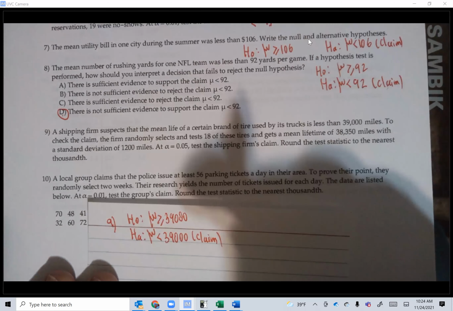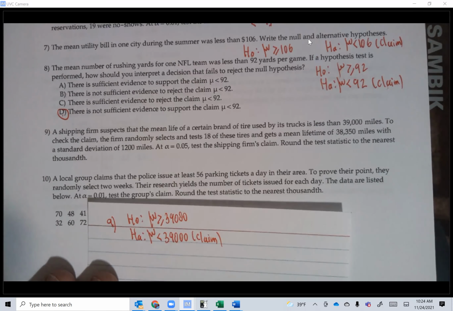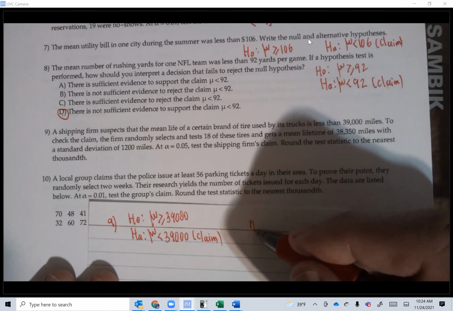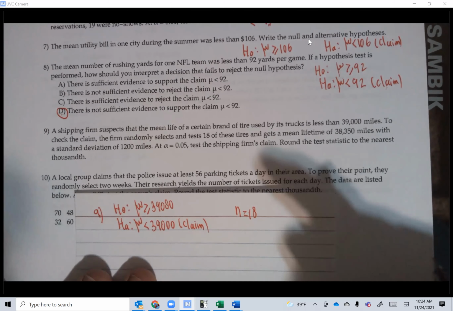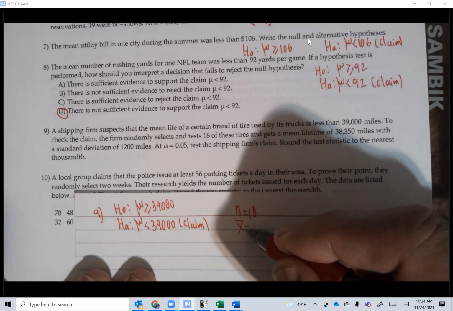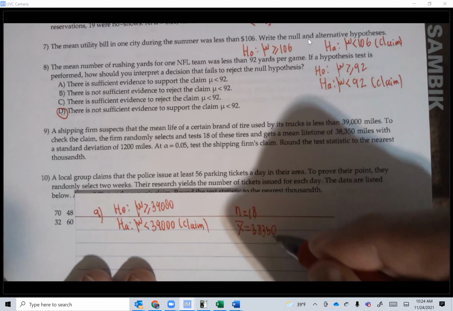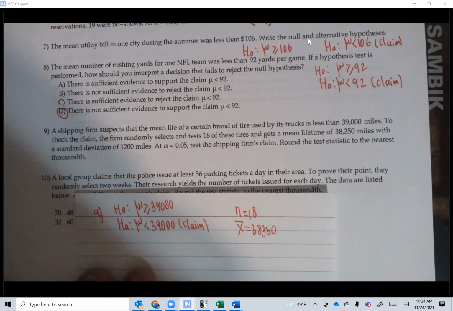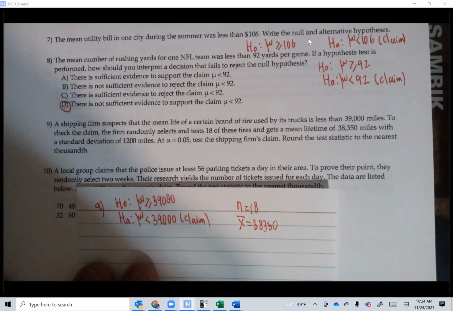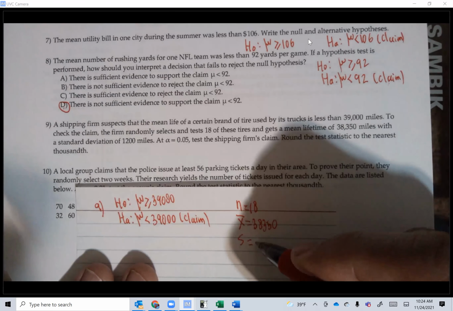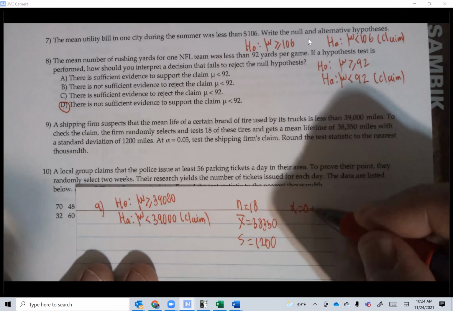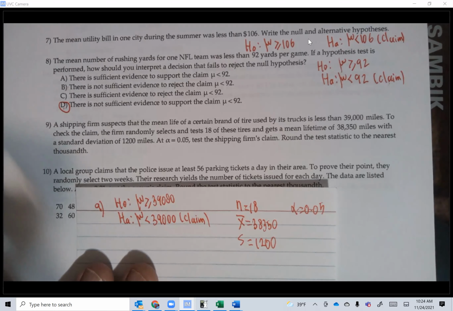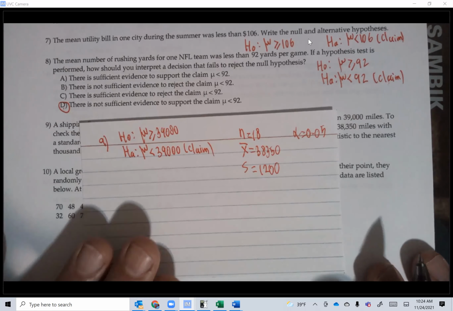To check the claim, the firm randomly selects and tests 18 of these tires. So N is 18. And gets a mean lifetime of 38,350. X bar is 38,350. With a standard deviation, since he didn't say population standard deviation, guys, that's S, 1,200 miles. At alpha equals 0.05. Test the shipping firm's claim. Okay. So this is a t-test.